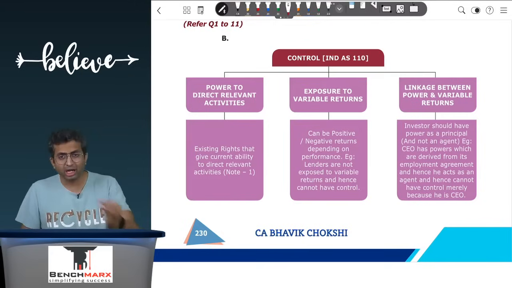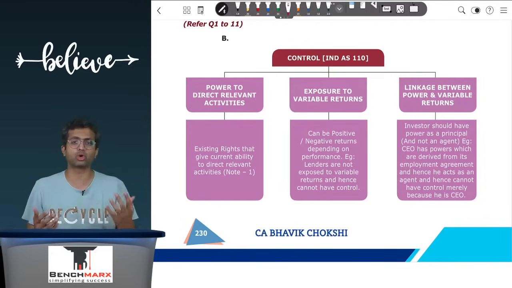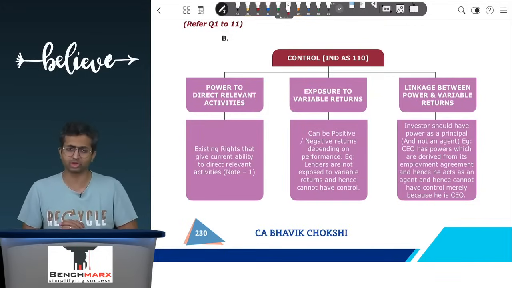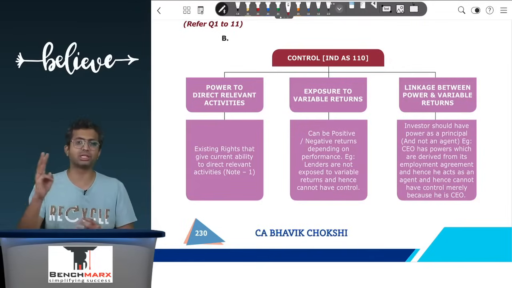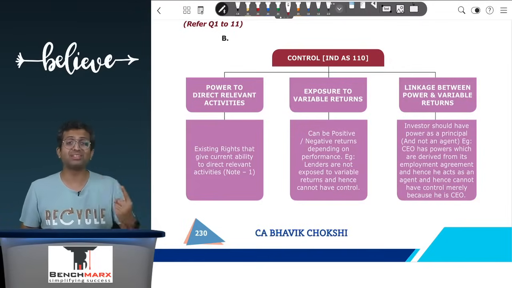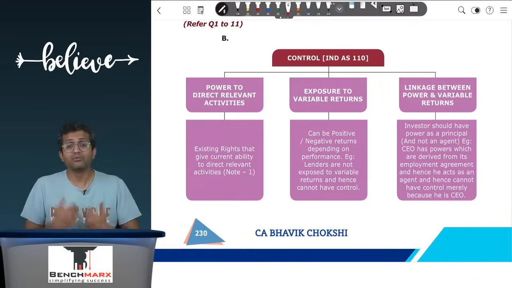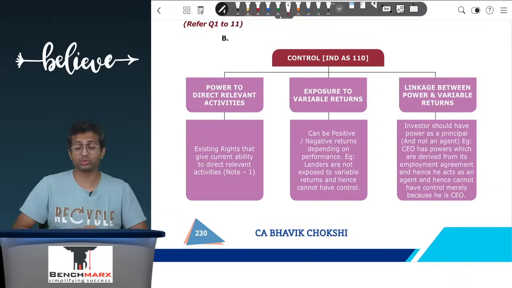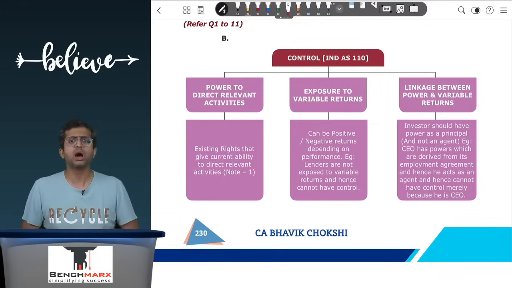Control under AS would refer to having more than or equal to 50% stake or an ability to appoint or remove the directors on the board. Having said that, under Ind AS, it is not linked to a particular percentage stake. However, there are three ingredients. First, an entity should have the ability to direct the relevant activities. It should have power, so control refers to power, which gives the current ability to direct the relevant activities. Power comes from rights which are substantive in nature. We will see what substantive rights mean.